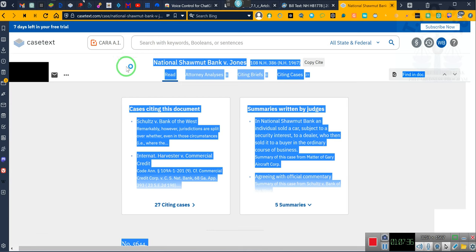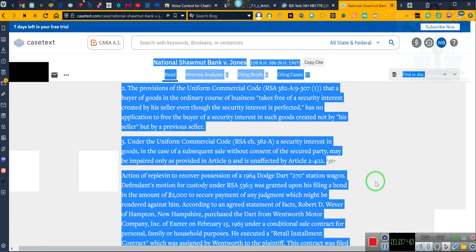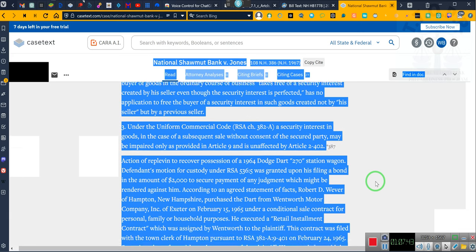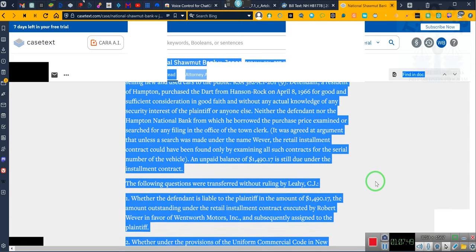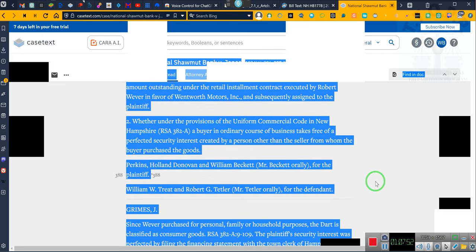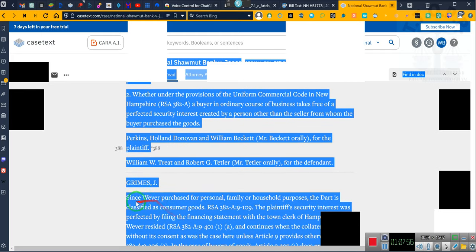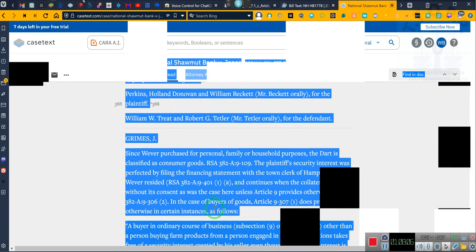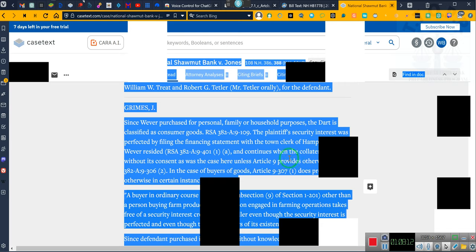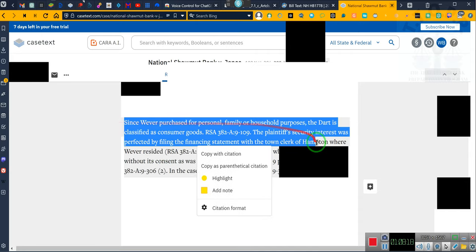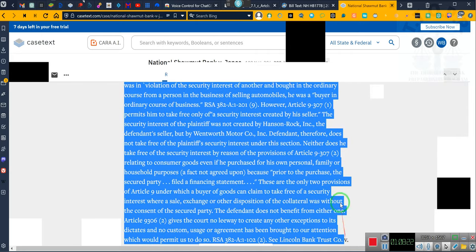Okay. I have to do this so you guys can see, because we have a video monitor issue. Okay, so what you want to do is go in here and deal with household goods, consumer goods, not for profit, not for any other use. Since Weaver purchased for personal, family, household purposes, the DART classifies as consumer goods under UCC 9-109. Consumer goods, non-taxable, people. You can't be taxed on consumer goods. Just that simple. You got to understand what your rights is.